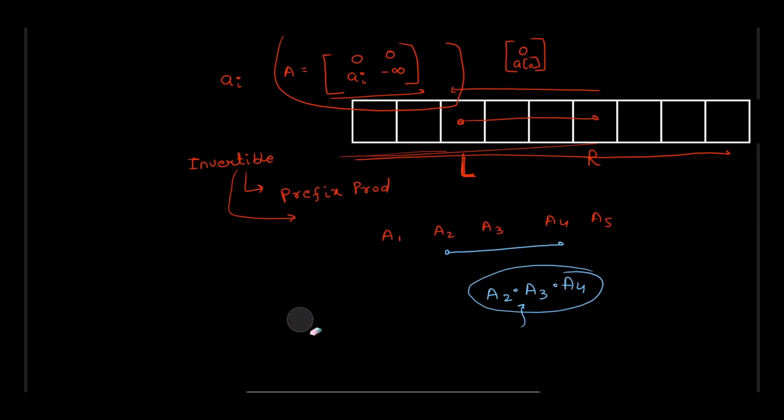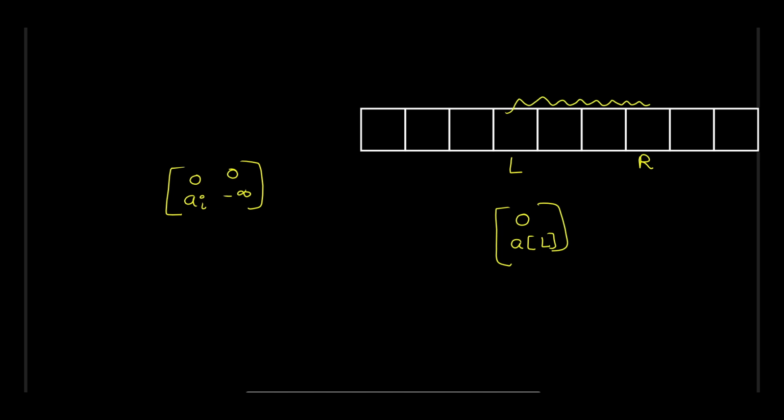So you get the idea, right? This would be the ith matrix: 0, 0, ai, and minus infinity; 0, 0, ai, and minus infinity. And every time you want to solve for the range L to R, your starting elements would be 0 comma A of L, and then you are looking for the product of constant matrices that are predetermined. So you can do that via segment tree, and then once you get that product, you multiply it over here.